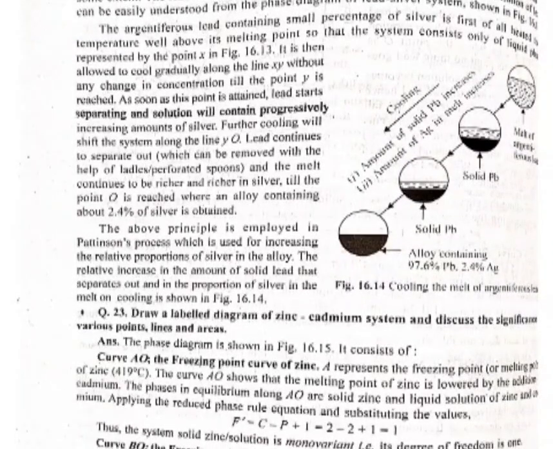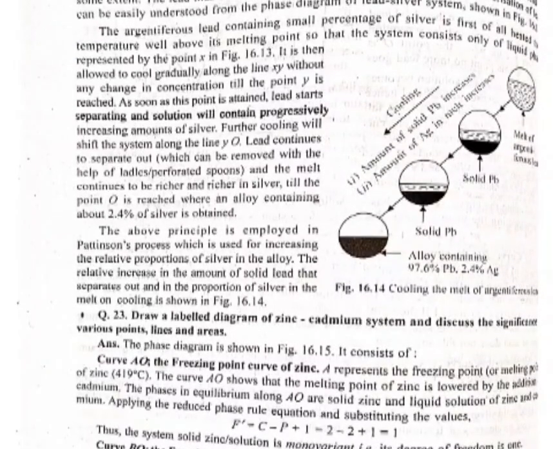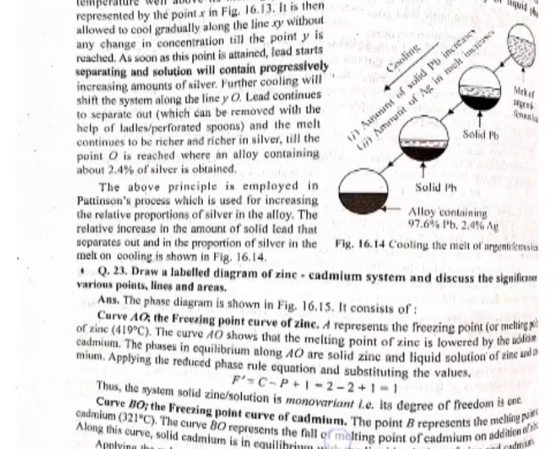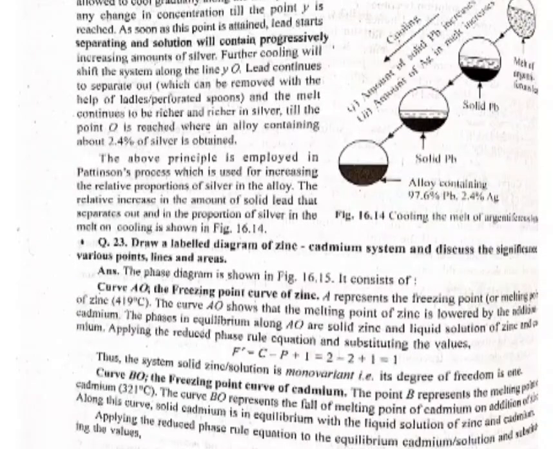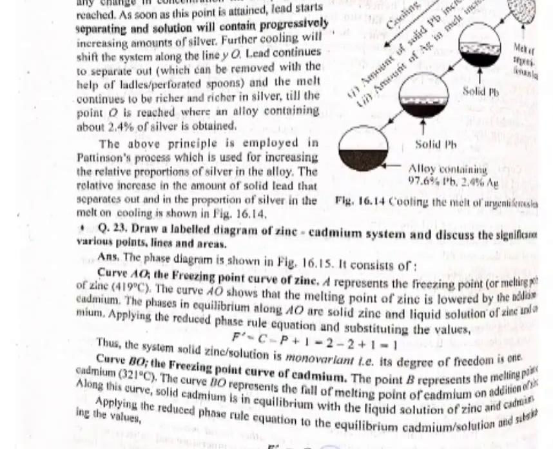Let's talk a little bit about the Pattinson process, desilverisation of galena. The ore of lead, galena, is usually associated with silver. When galena is worked for the extraction of lead, some traces of silver pass into it because the silver is soluble in lead to some extent. The lead thus obtained is called argentiferous lead. The desilverisation can be explained with argentiferous lead containing a small percentage of silver, first heated to a temperature well above its melting point.